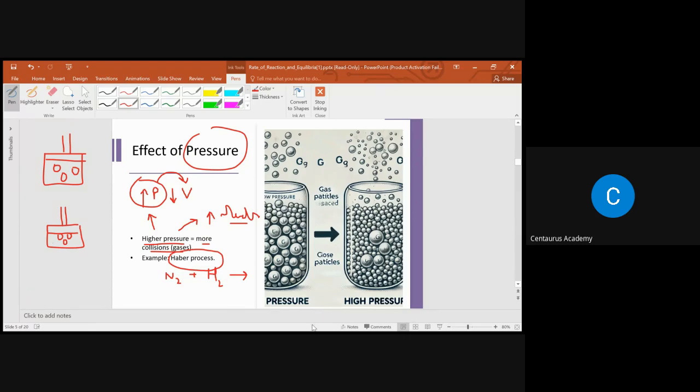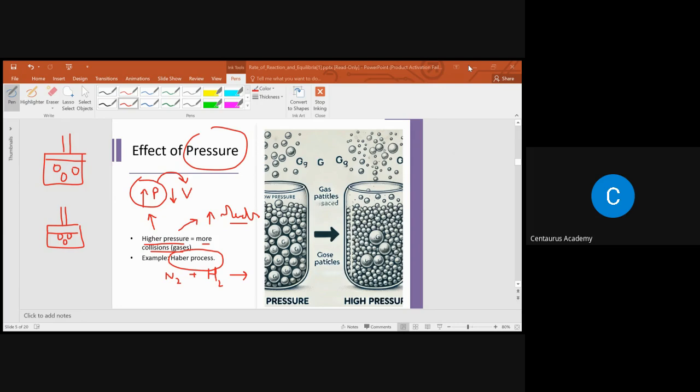Are we clear, Ryan? Then how do you increase the pressure? We increase the pressure by using the barometer. For instance, all the reactions we are specifically talking about are gaseous phase reactions. So you will be increasing the pressure by the pressure ball.